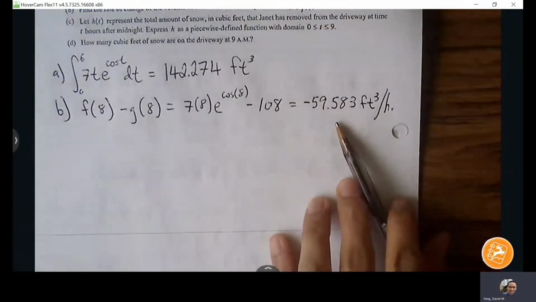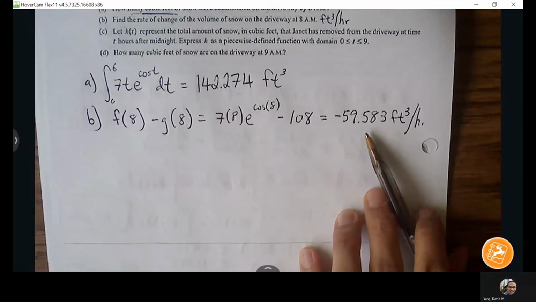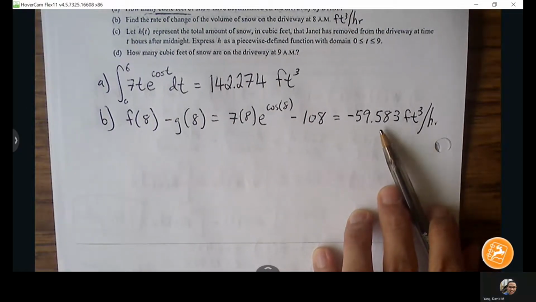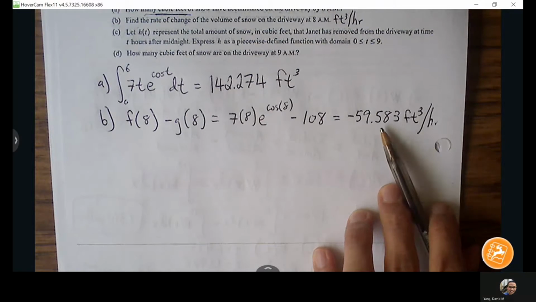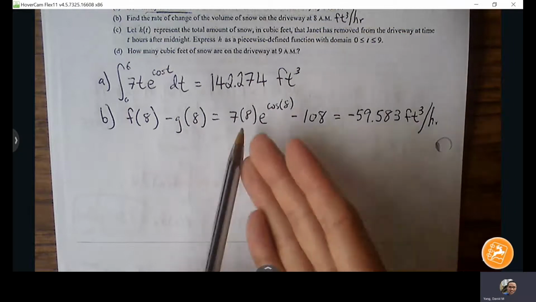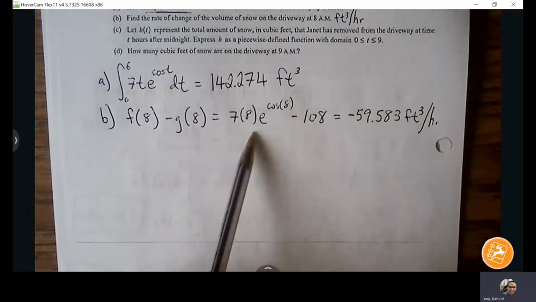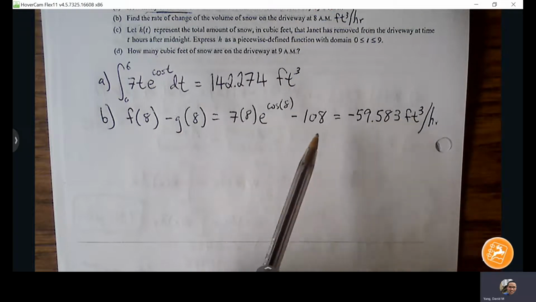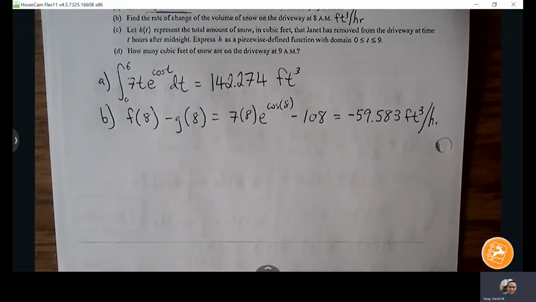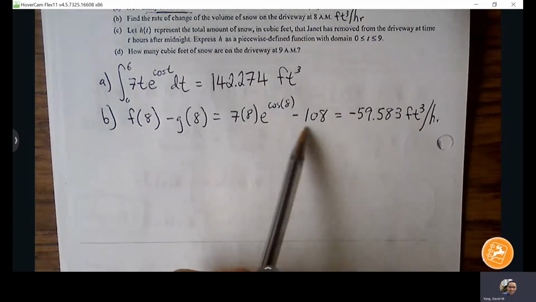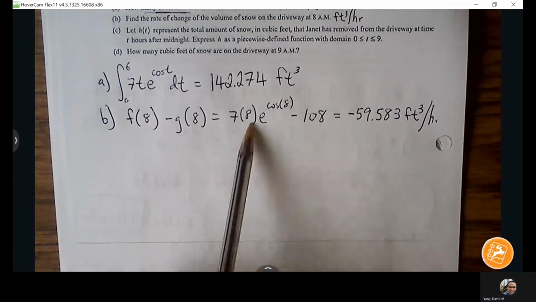Okay, so what does this number tell us in terms of what's happening on the driveway? Right, so we see that Janet is working at a faster rate than the rate at which snow is falling. Right, so she's making progress. So what's happening is the amount of snow on the ground is decreasing by this rate because of the work that she's putting in. Right.